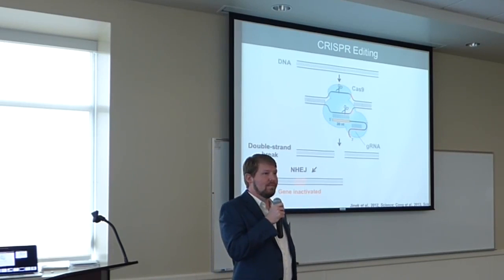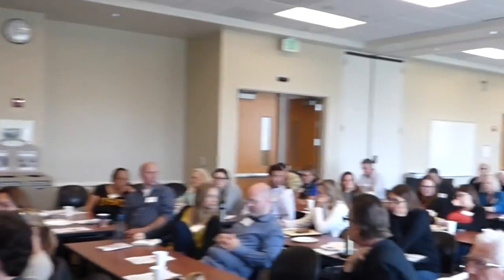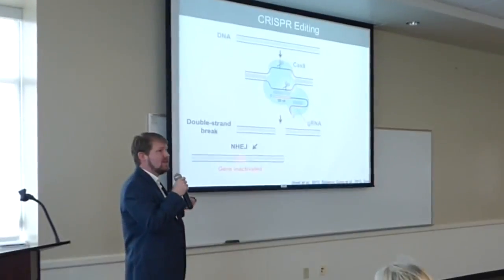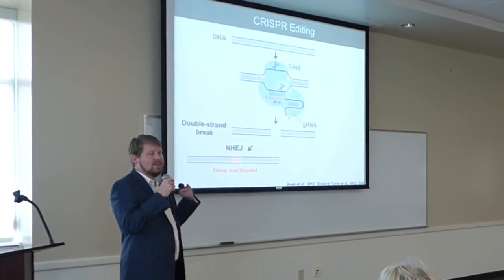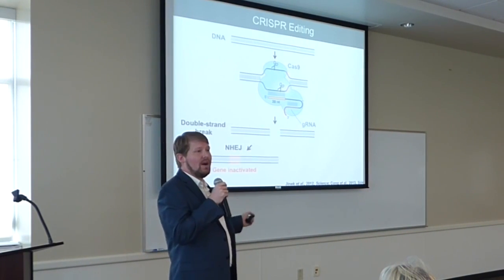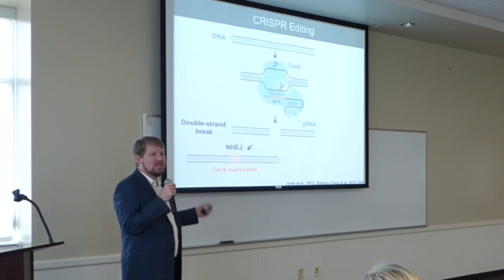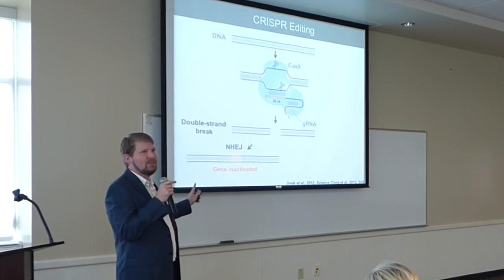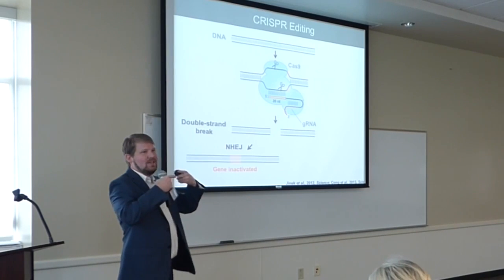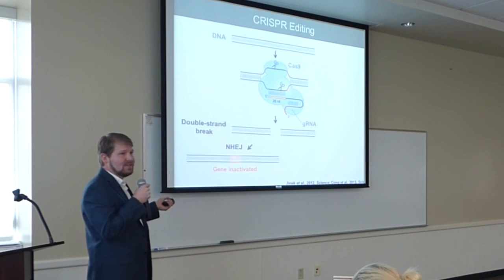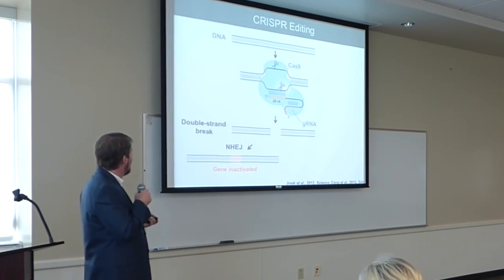Yes? It does the blunt end cutting. It never does the staggered end ever. So the question is whether or not Cas9 does a blunt end or a staggered cut. And Cas9 always does a blunt cut. There are other editing enzymes out there, such as Cpf1, which is another CRISPR enzyme that's really functionally related to Cas9, but it actually cuts staggered, more like a restriction enzyme would cut. It's a great question. So yeah, Cas9 always does a blunt cut.